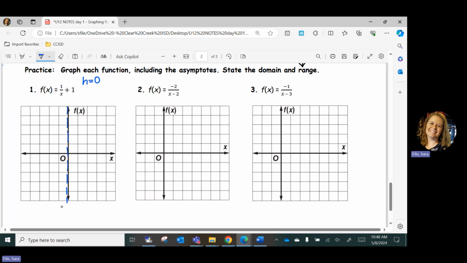So I can draw that. I've got a vertical asymptote at X equals 0. Here, my H is 2. So that means I've got a vertical asymptote at X equals 2.